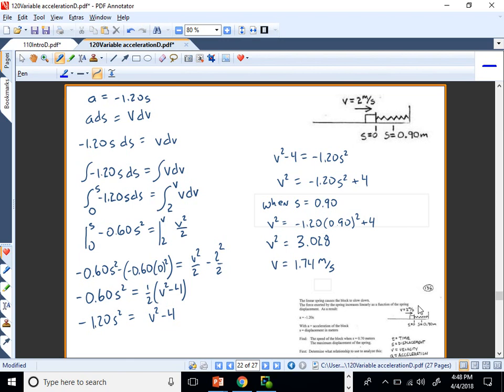And actually that's plus or minus because, you know, the way springs work, you'll get a velocity going that way, and then if that spring, if energy is conserved, you'll get it going back the other way too. So it's really plus or minus technically. But right when it hits that 0.9 the first time, it's 1.74.